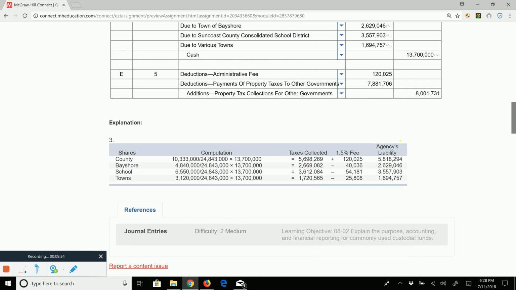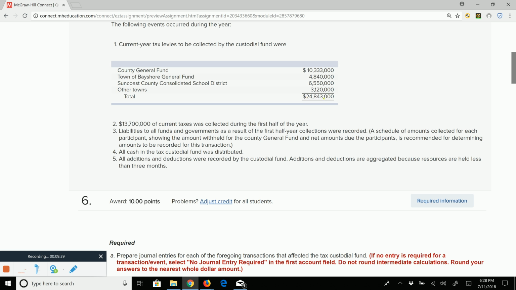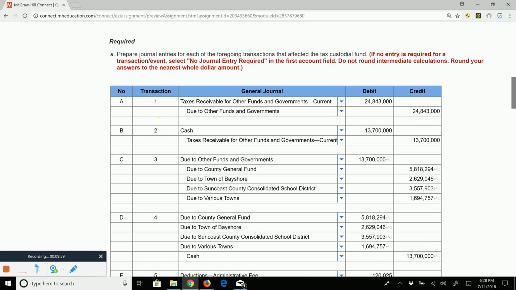Okay, and now let's go up to what happens next. So that was simply recording the tax levy. Now some of that money is being collected. And number 2 says $13.7 million of those tax levies are now collected. So that money, where does it go? That money is going to originally go into the custodial fund. So in the custodial fund, and you can see we're recording journal entry 2 here, we're going to debit cash, and the credit goes to receivable. That is the $13.7 million.